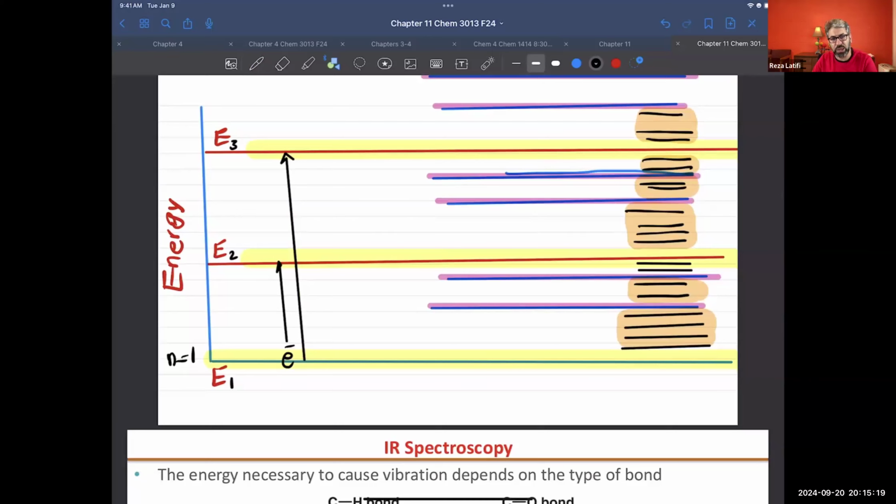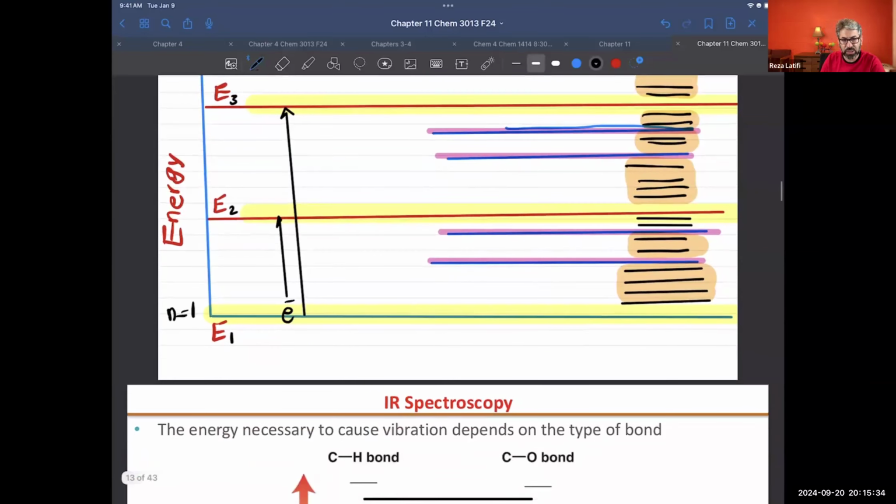The red lines that are highlighted yellow represent electronic shells, or electronic layers, and I'm transferring the electron between those layers. This transition of an electron from one layer to another layer, we call an electronic transition. And the technique that you are going to use here will be UV-Vis, because you are transferring an electron from one layer to another shell.